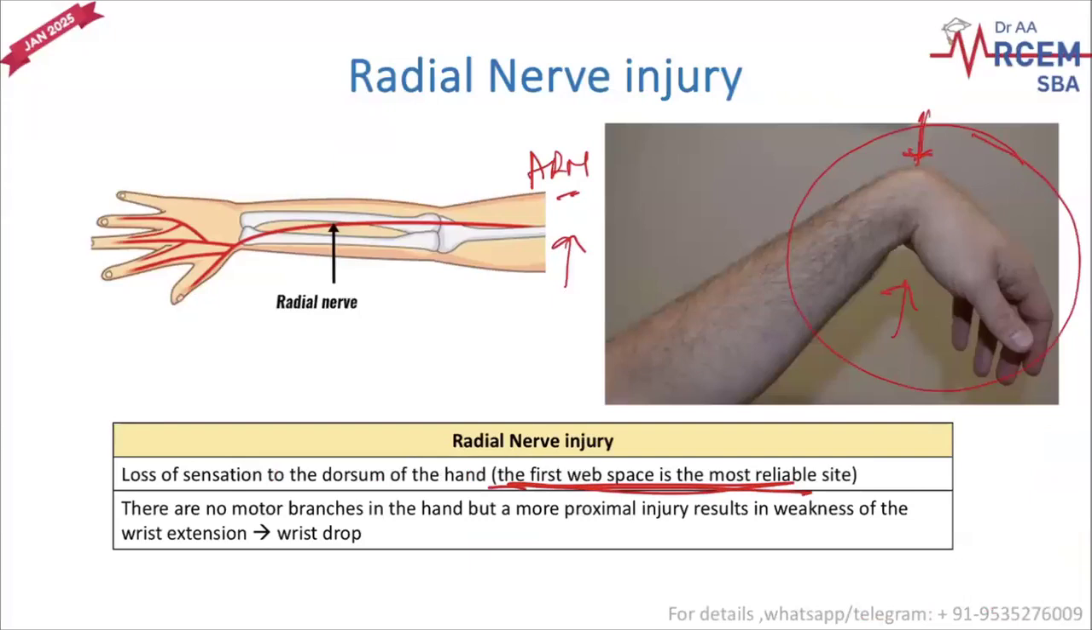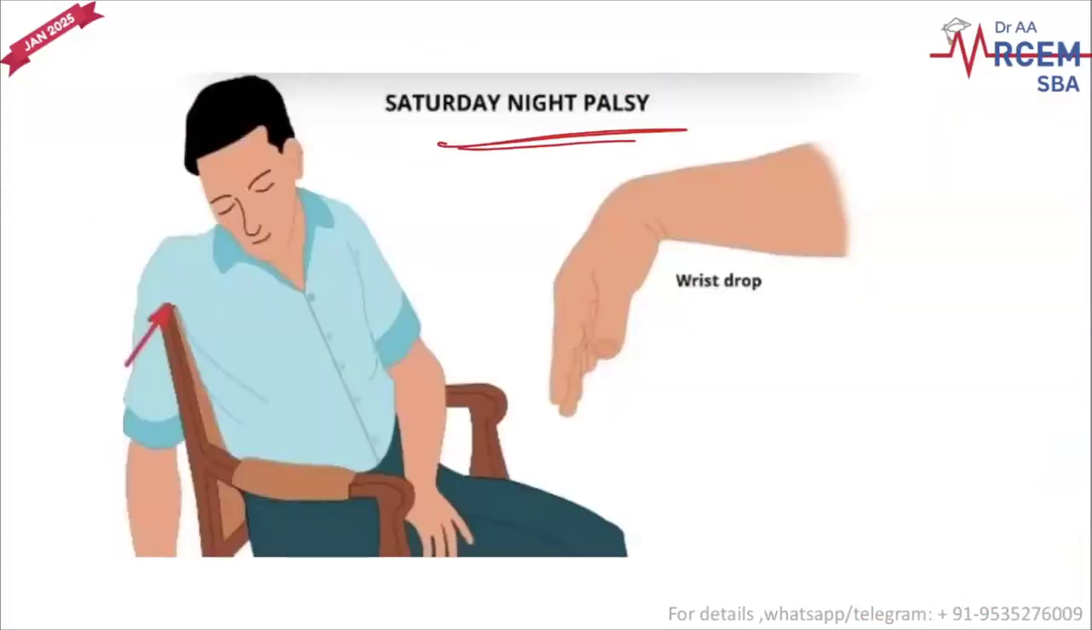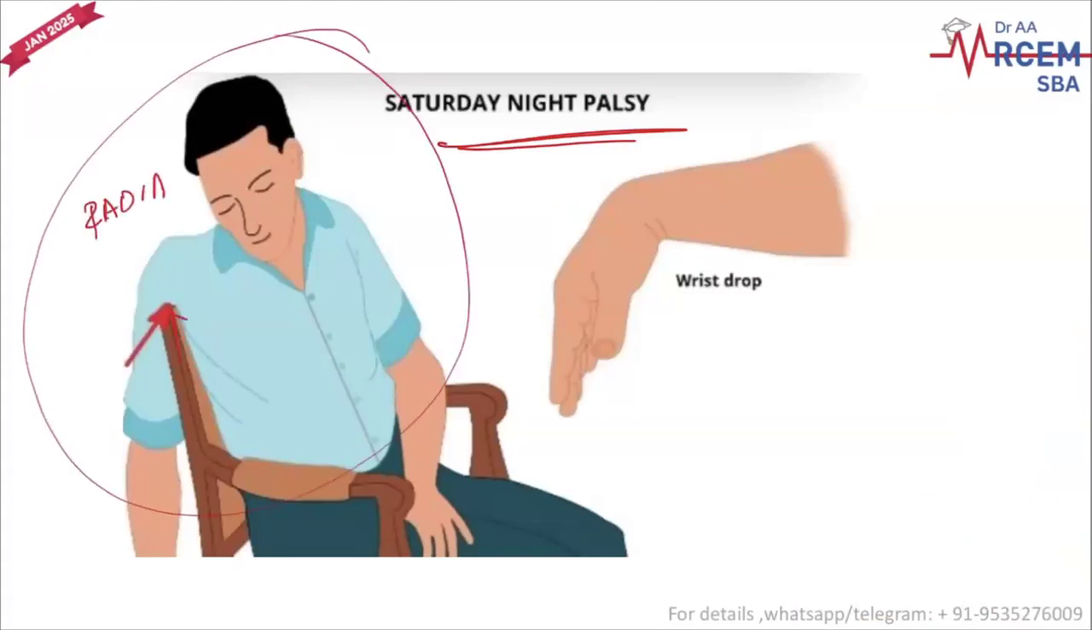What you need to remember in the ulnar nerve is quite simple. There is something known as Saturday night palsy. The name came because usually on Saturday nights people get drunk and fall asleep on a chair in this position, as shown here. This will cause compression over the radial nerve, and because of the compression there will be a wrist drop.